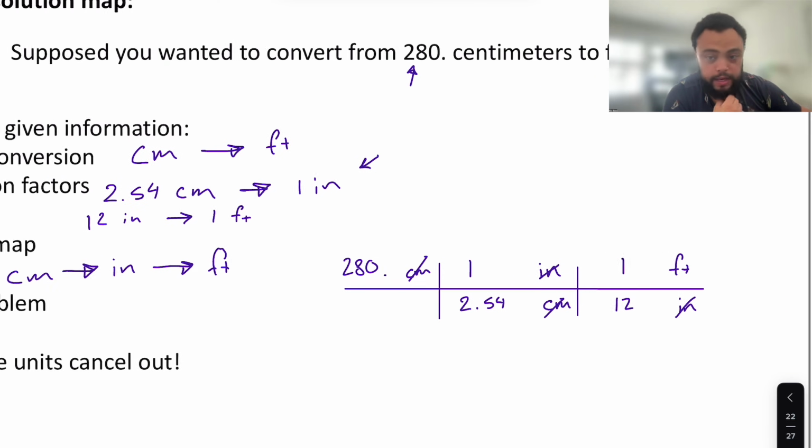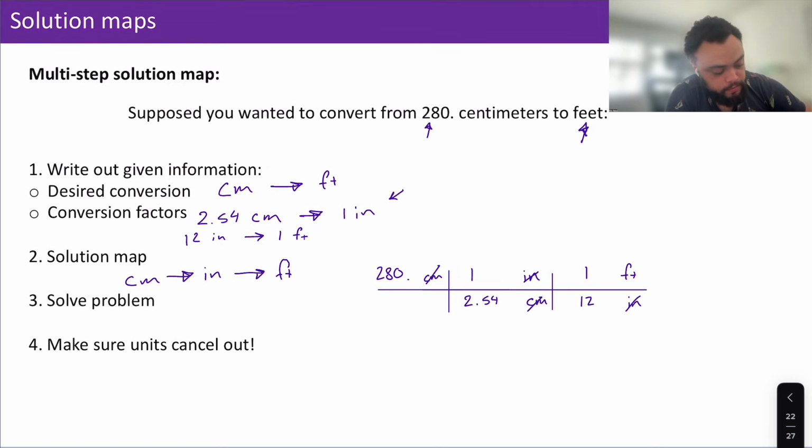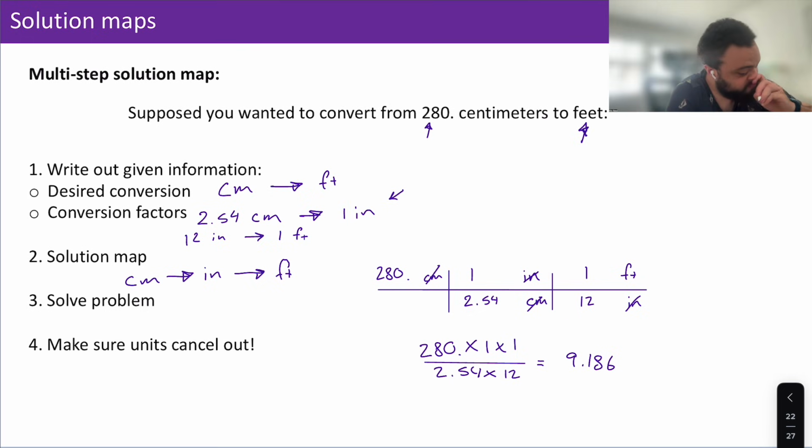We are left with 280 times 1 times 1. We will divide that by 2.54 times 12. And that gives us the value of 9.186 right there. And so the only unit that's left over is feet.